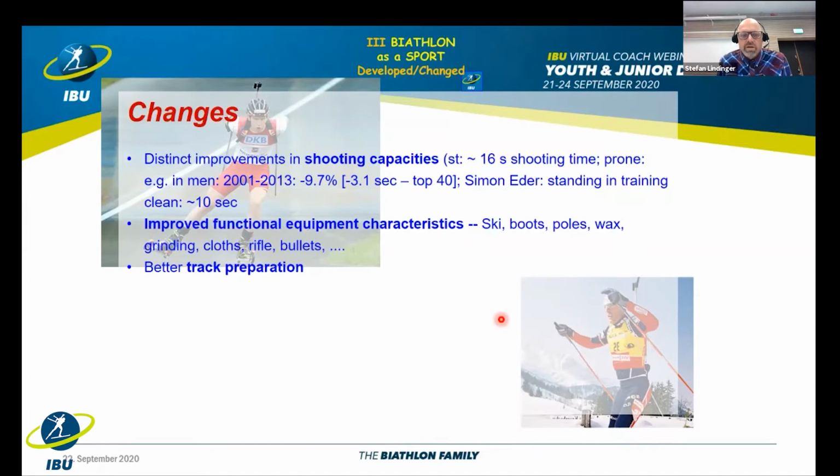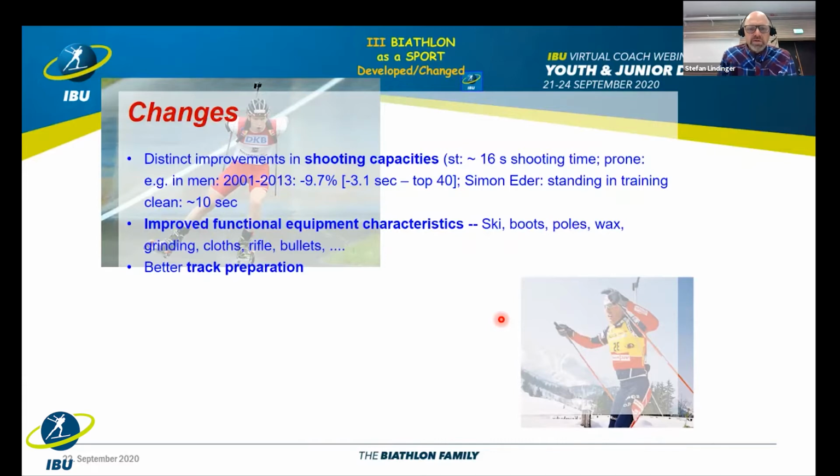If you look at one athlete whom I was caring for a while, Simonetta, in standing in training, he could shoot and hit the targets in around 10 seconds. That's tremendously fast, and it's really unbelievable how fast that goes. So that's a big change. It must be fast shooting to be successful. It's not possible the other way.